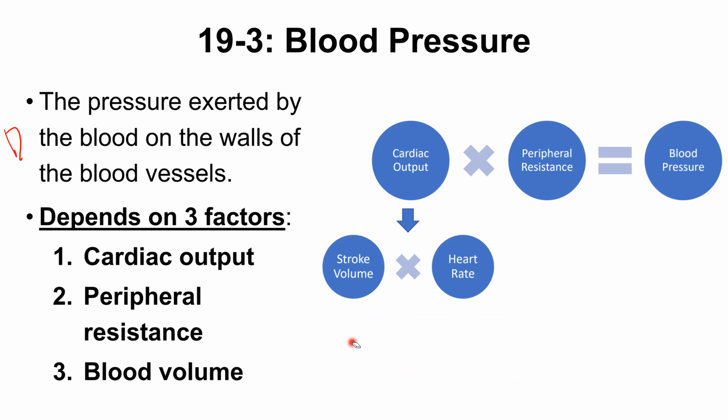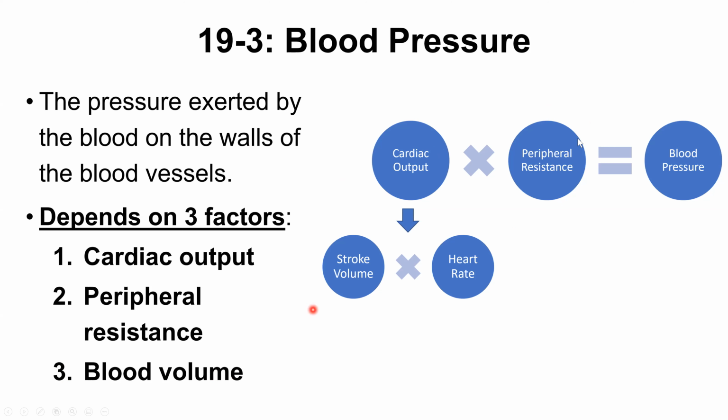There we go. And blood pressure depends on 3 different things. So the strength of the blood pushing against the walls is really dependent on 3 things. So it's dependent on cardiac output and also peripheral resistance. And then the third thing that's not really in this equation, but it can be sort of intuitive, is blood volume.